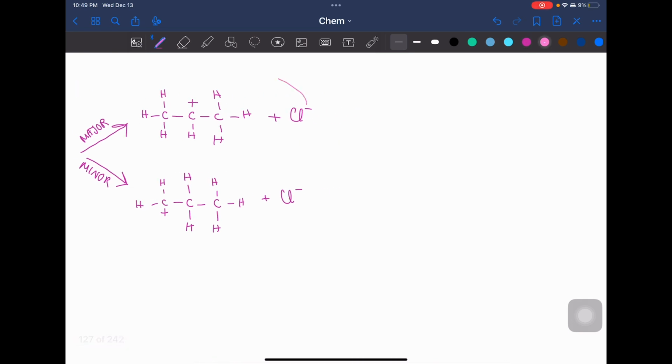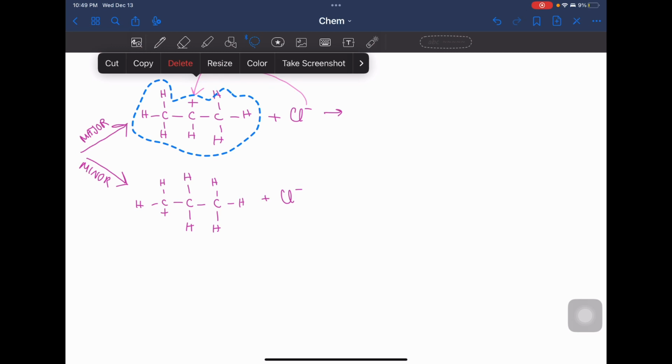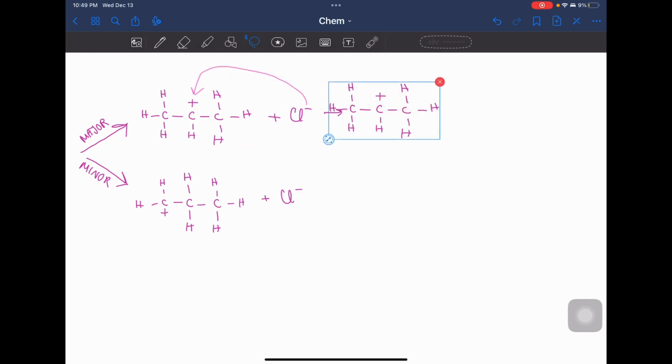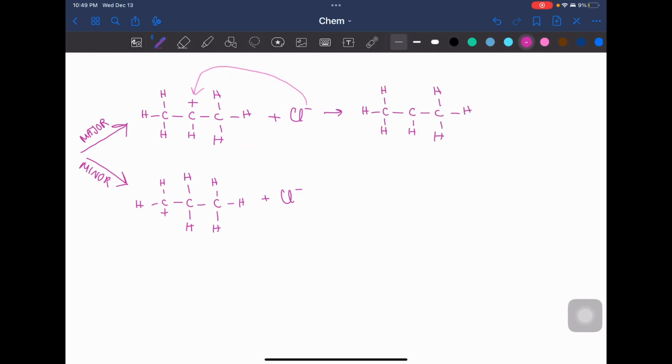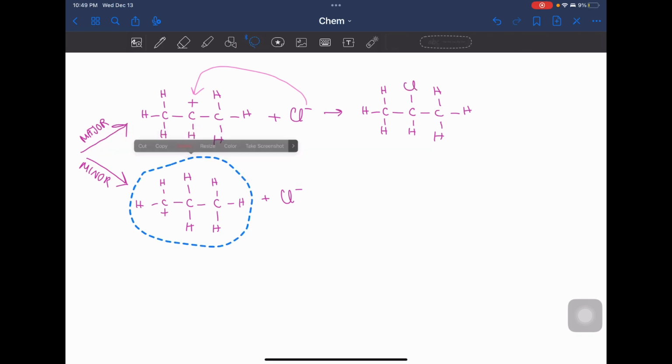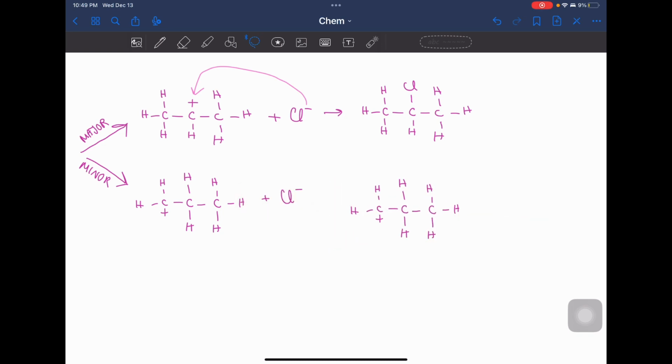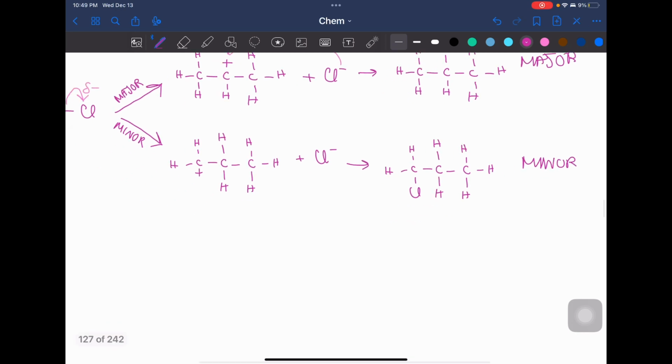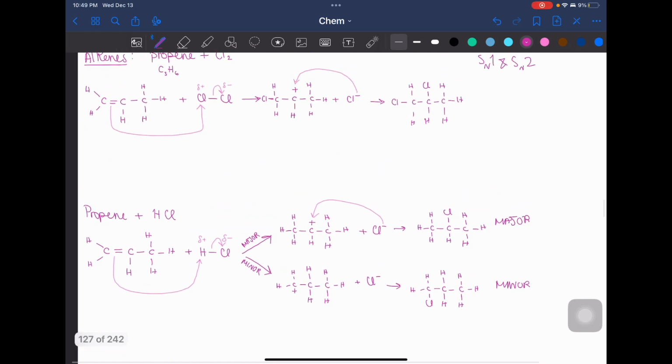Now is the easy part. You're going to attack the plus, which is going to give, I'm just going to copy this, our final major product. Over here, we're going to remove this carbocation. We're going to put our Cl. Same is going to go for here. All right. All good. And our Cl is going to go here. Major and minor. Remember, inductive effect and stable carbocations. That's all we need to know.